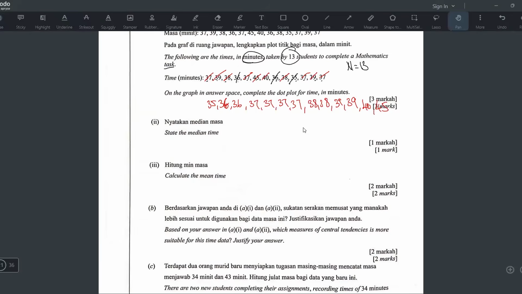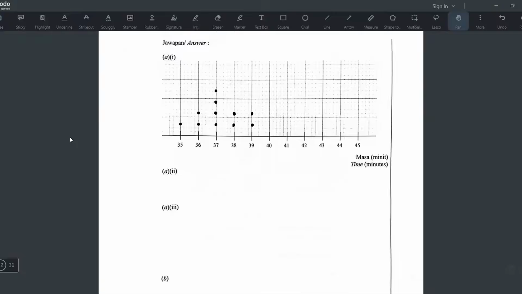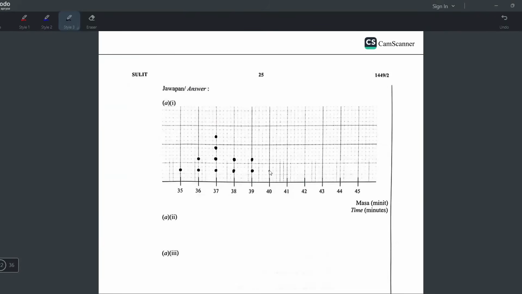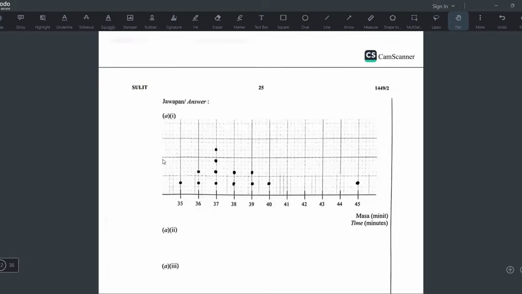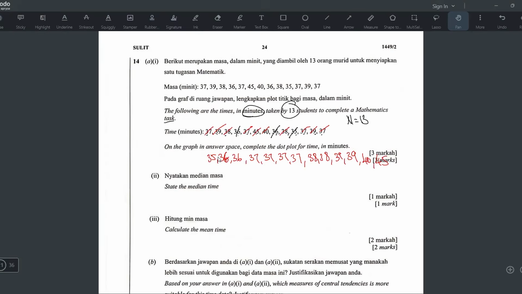Now we have 38 two times, 39 two times. No problem. 38 two times: first one here, second one here. And of course the 39 also the same thing. Okay, what now? 40, 45. 40 goes here. 45, oh, this is the outlier, the extreme value, because there's no one here and it's only one person like that. So that's definitely the outlier. Usually when there's an outlier, we don't recommend using range to find out the dispersion. Anyways, let's go back to the question first.